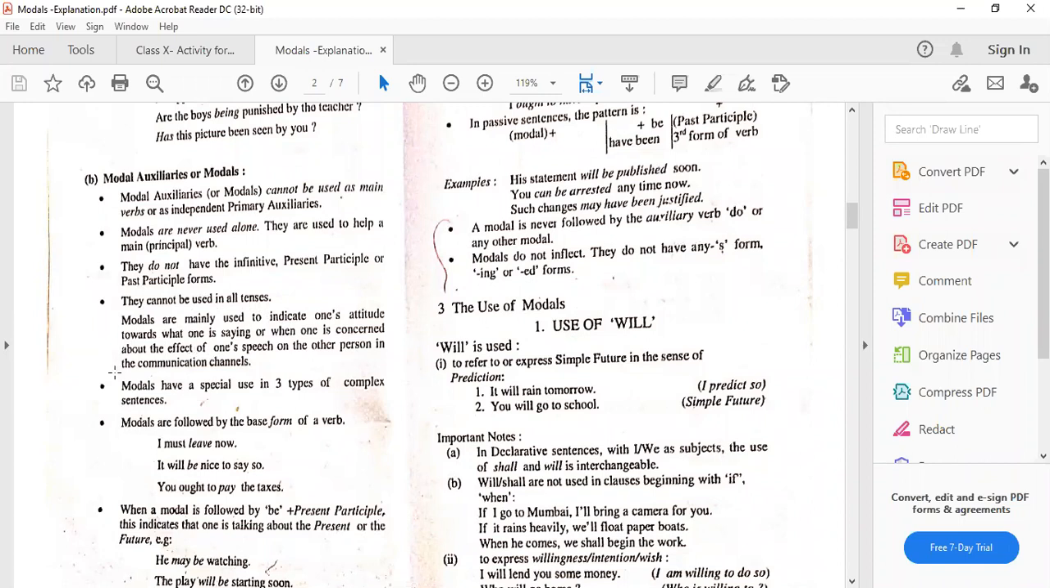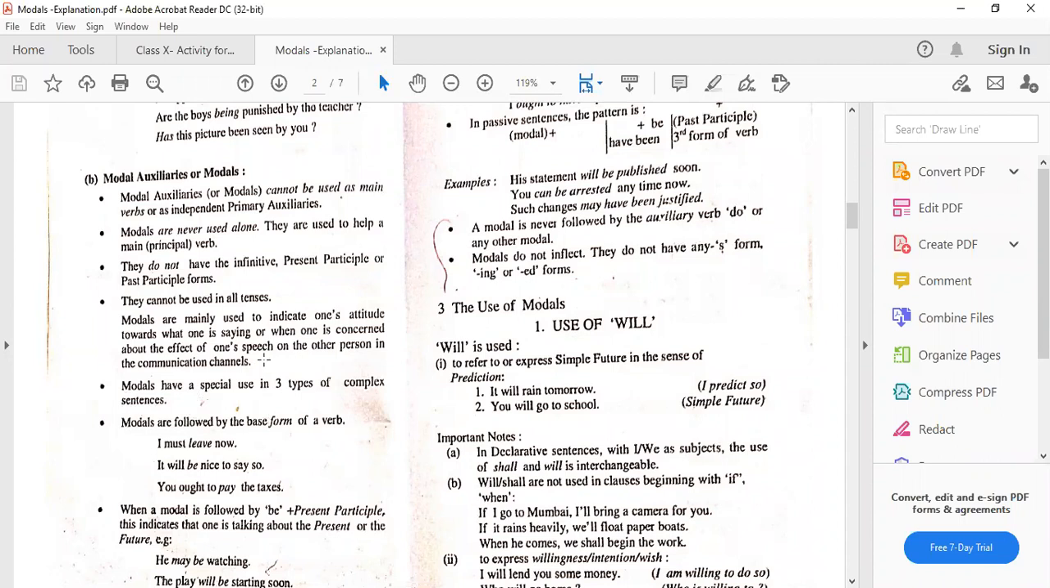Modals have a special use in three types of complex sentences. This you have already done. It is given in another form. You have done the conditional sentences. A complex sentence is where we use conditional sentences. That is used in the complex form. So the modals have a different use.